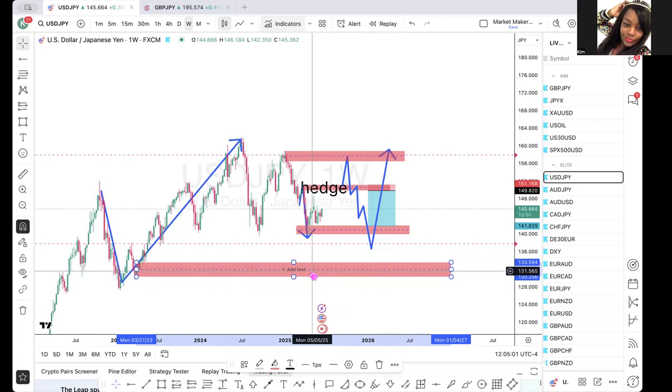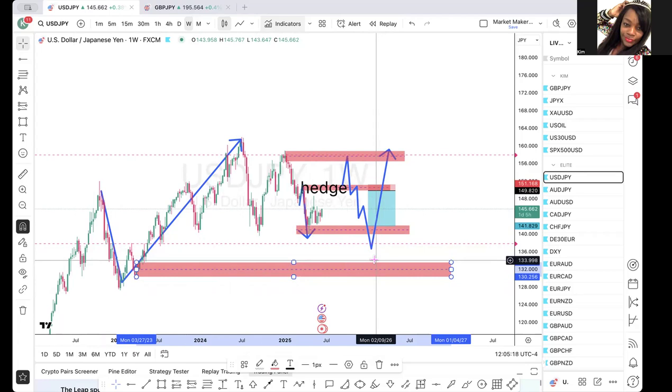Don't try to go up in lot size because you're building your equity. Just continue trading the same lot until you get to your zone, build some more equity.